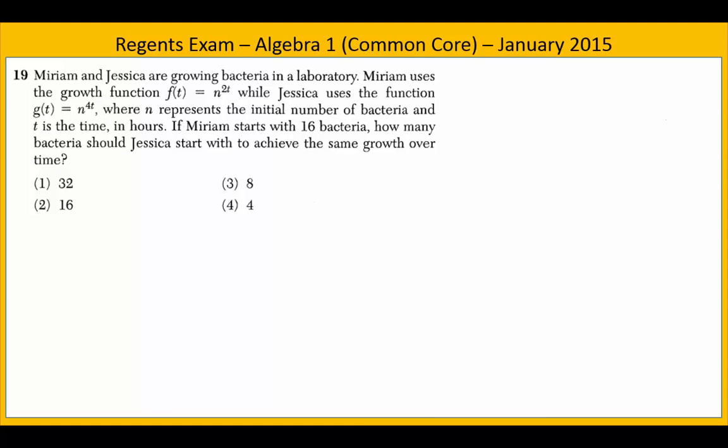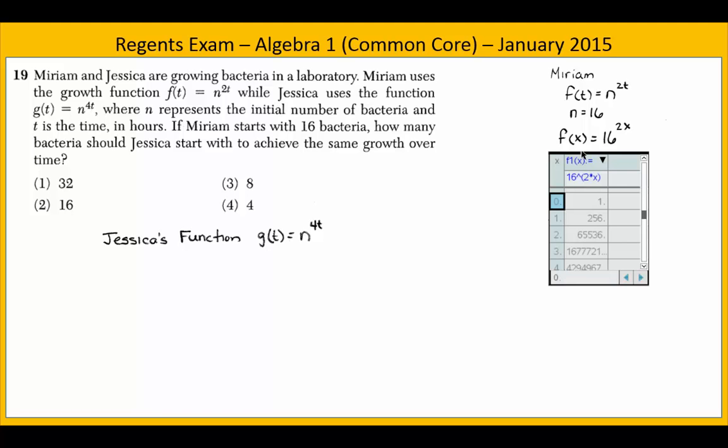In exercise 19, Miriam and Jessica are growing bacteria in a laboratory. Miriam uses the growth function f(t) = n^(2t). Jessica uses the function g(t) = n^(4t). We have two equations, one for each of the girls. N represents the number of bacteria that they started with. We're told that Miriam started with 16 bacteria, so her function is f(x) = 16^(2x). Notice that I changed the t's to x's. This is because I'm going to use my graphing calculator in order to find my answer.